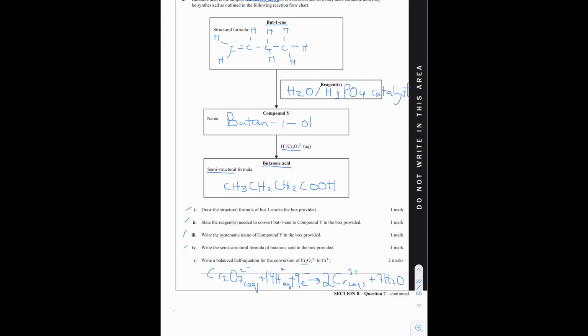So we've got oxygen has -2 and we've got 7 of it, so it makes -14. And then we've also got chromium, but 2 lots of it. So basically chromium is going to be positive 12 divided by 2. So it's going to be 2 lots of positive 6 to make positive 12, and positive 12 minus 14 is going to give you a -2 charge.